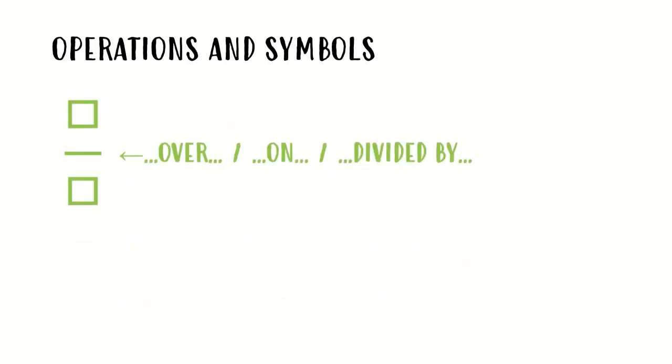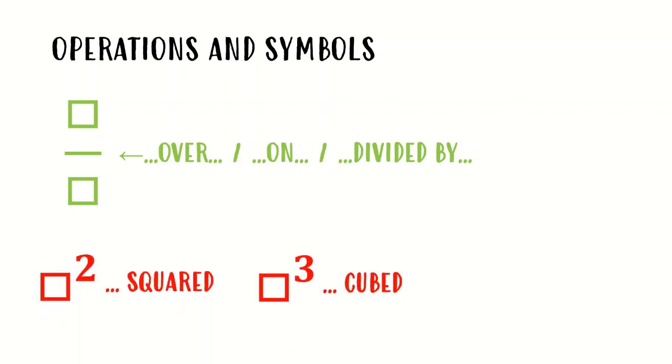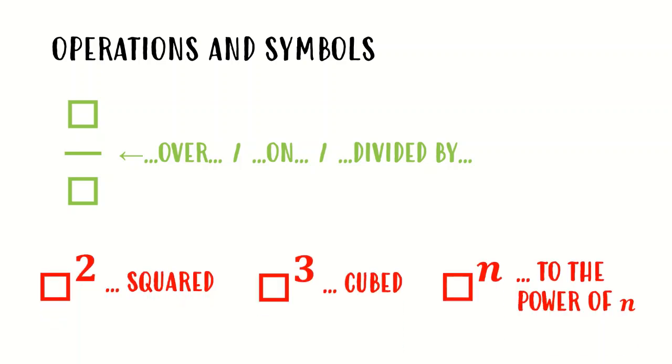And then fractions. This, the line in the middle, we say over, on, or divided by. So something over something, something on something, something divided by something. And then also these powers. So if something's to the power of 2, we say squared. If something is to the power of 3, we say cubed. If something is to the power of n, any number, we say to the power of n.